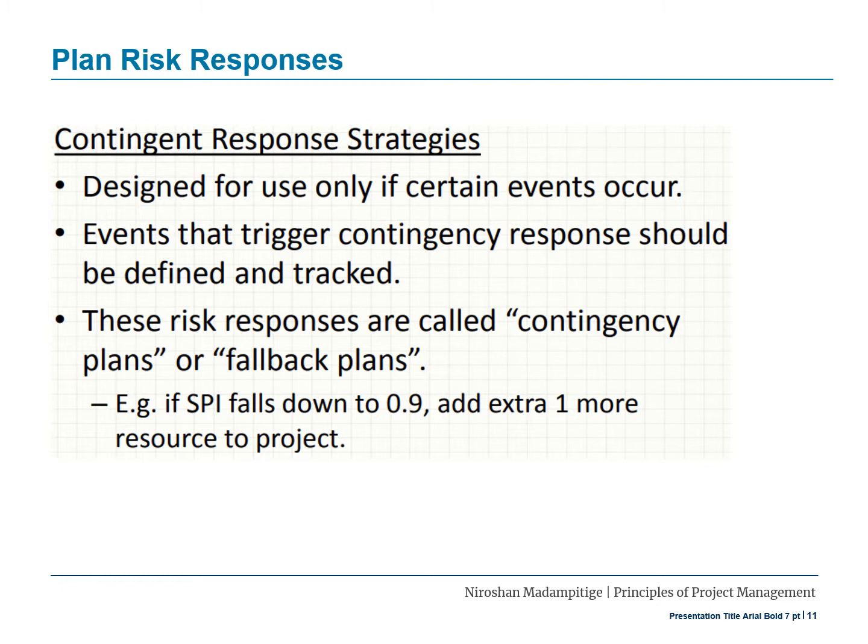Contingent response strategies. Designed for use only if certain events occur. Events that trigger the contingency response should be defined and tracked. These risk responses are called contingency plans or fallback plans. Example, if SPI falls down to 0.9, add one more resource to the project.